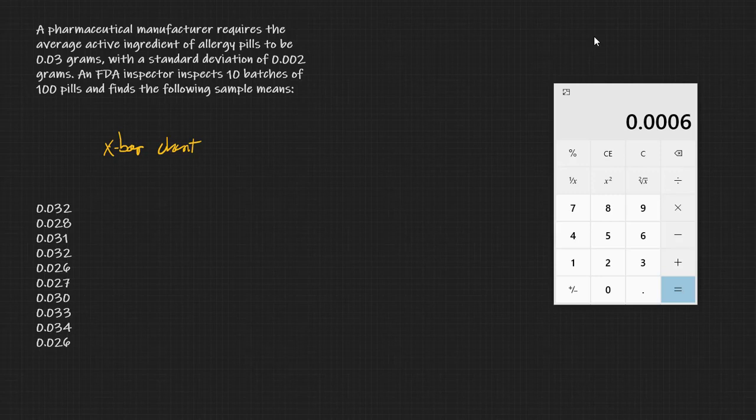A pharmaceutical manufacturer requires that the average ingredient of a certain allergy pill be 0.03 grams. That sounds an awful lot like mu. This is what it's supposed to be. Every pill is supposed to have the same thing. 0.03 grams is my mu, with a standard deviation of 0.002 grams, my apologies. So sigma is equal to 0.002 grams.